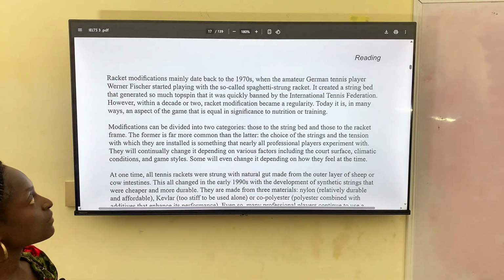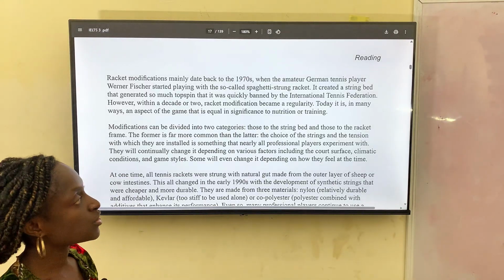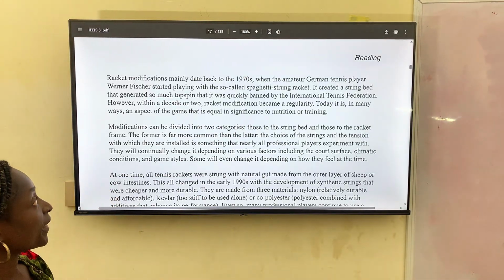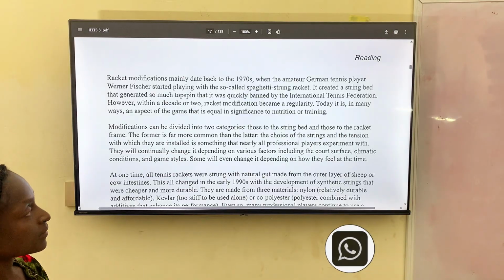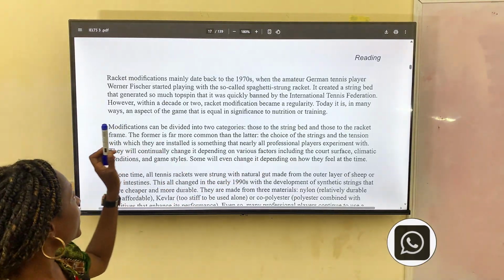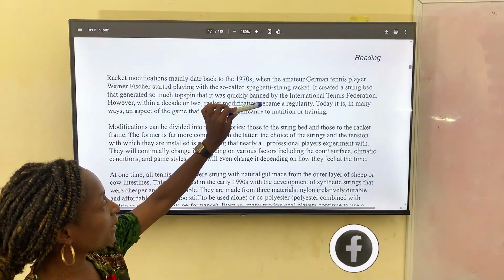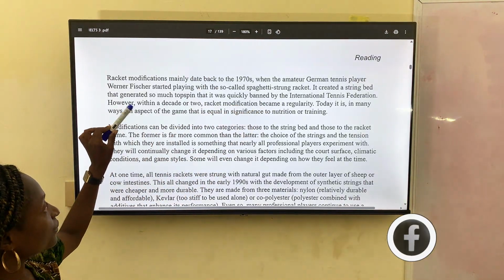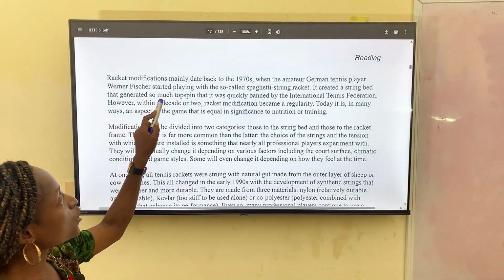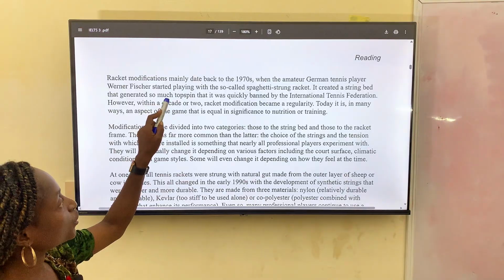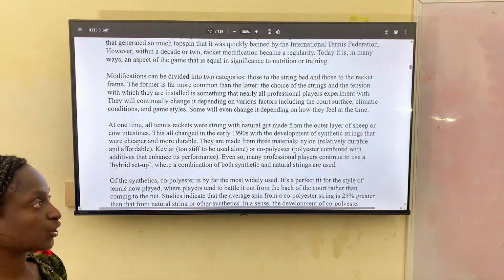Racket modifications mainly date back to the 1970s when the amateur German tennis player Werner Fischer started playing with the so-called spaghetti string rackets. It created a string bed that generated so much top spin that it was quickly banned by the International Tennis Federation. So much top spin. Pay attention to these words, so much and top spin. Let's go back to the question.